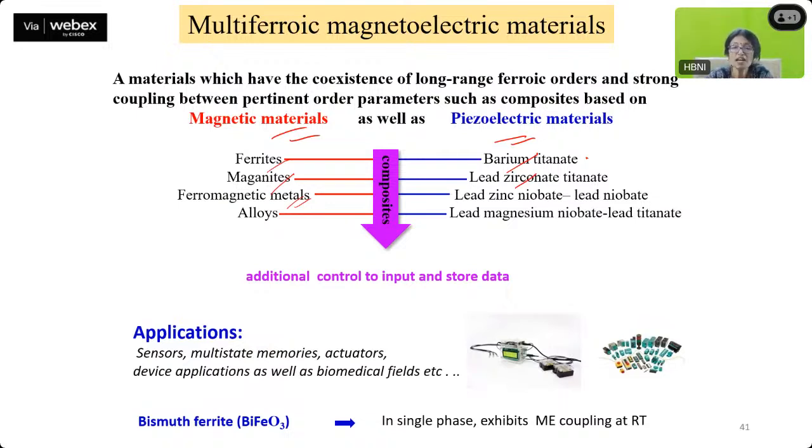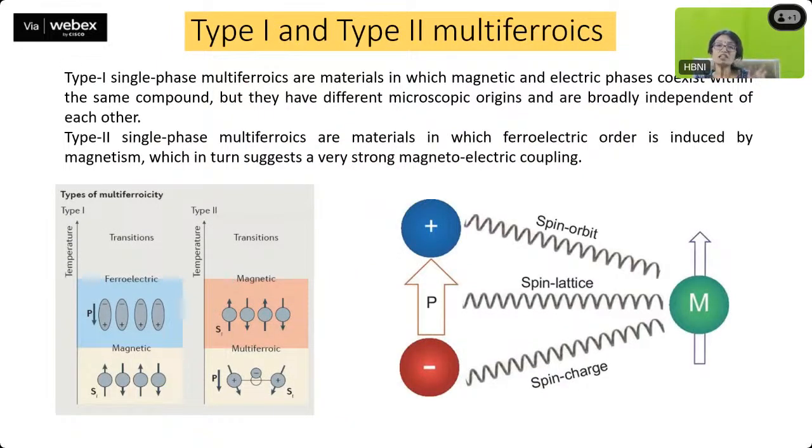Now, bismuth ferrite is a very important multiferroic material because it is single phase. It exhibits magnetoelectric coupling at room temperature. This is one of the materials which is single phase and shows magnetoelectric coupling, and that too at room temperature. Most of the other materials don't show magnetoelectric coupling at room temperature. Now let's discuss the different types of multiferroics.